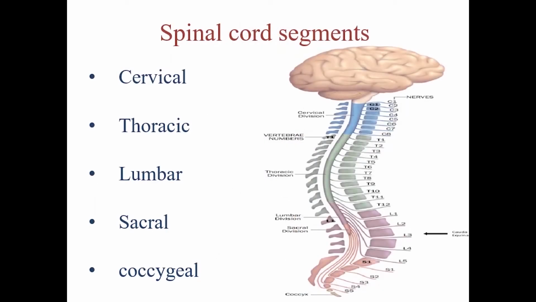Like the vertebral column, the spinal cord is divided into 5 segments: cervical, thoracic, lumbar, sacral, and coccygeal, and each segment provides several pairs of spinal nerves, which are 8 pairs of cervical nerves, 12 thoracic, 5 lumbar, 5 sacral, and 1 pair of coccygeal nerves.